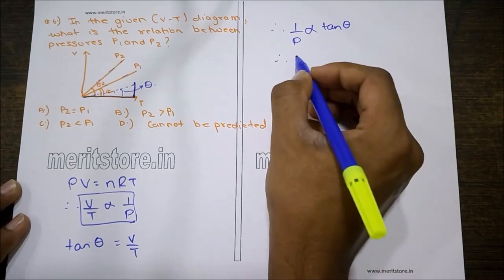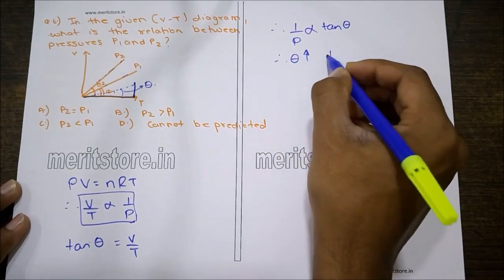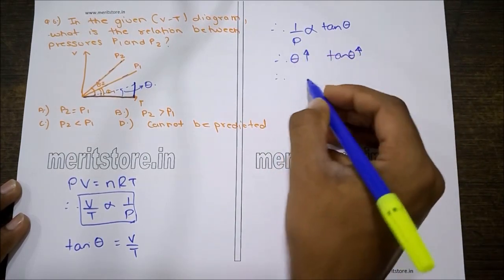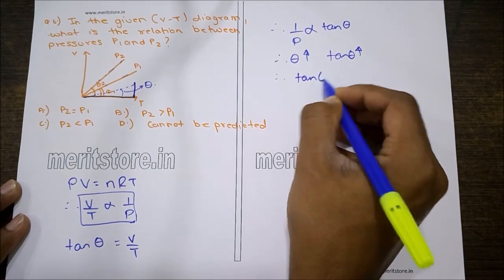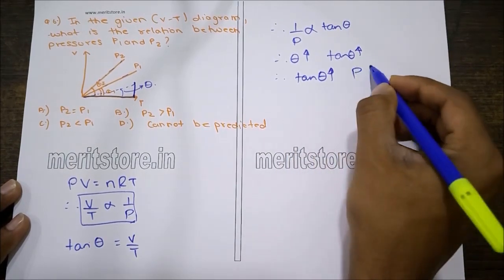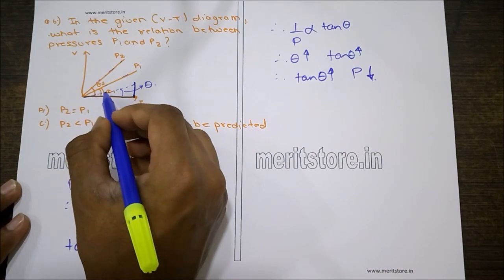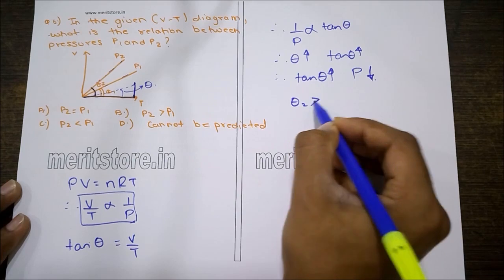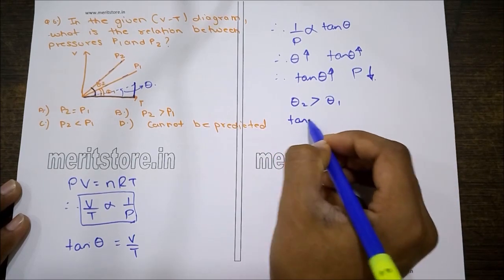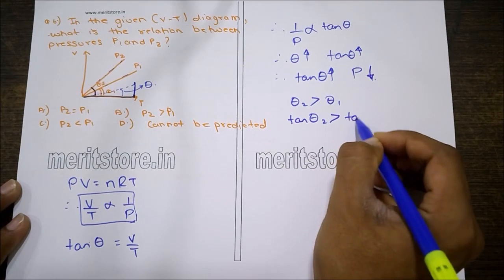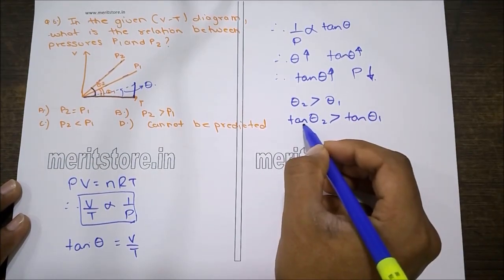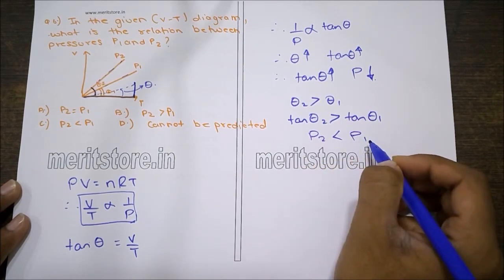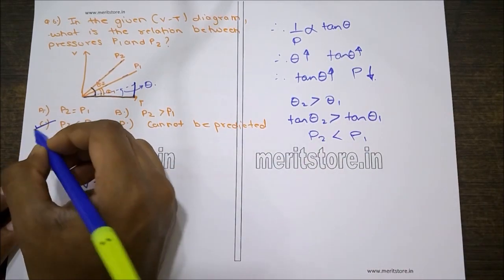So as theta increases, the value of tan theta also increases. And since it is inversely proportional, as tan theta increases, the value of P will decrease. So which means that for a larger value of theta, theta 2 is greater than theta 1. So tan theta 2 would be greater than tan theta 1. And since theta 2 is greater than theta 1, P2 would be smaller than P1. Hence option C is the correct answer.